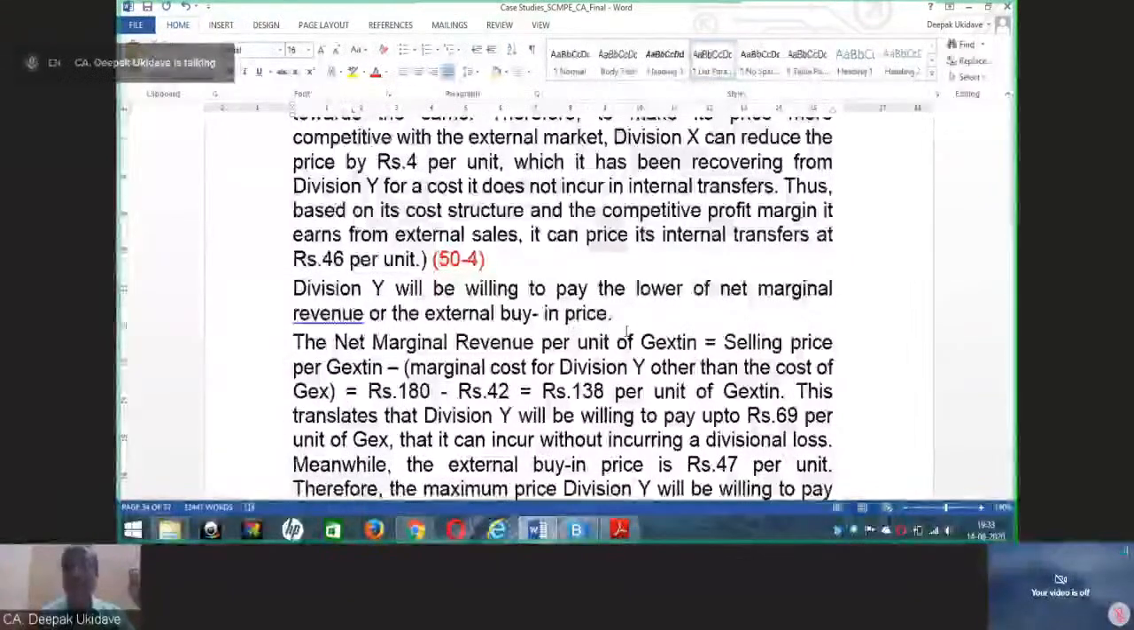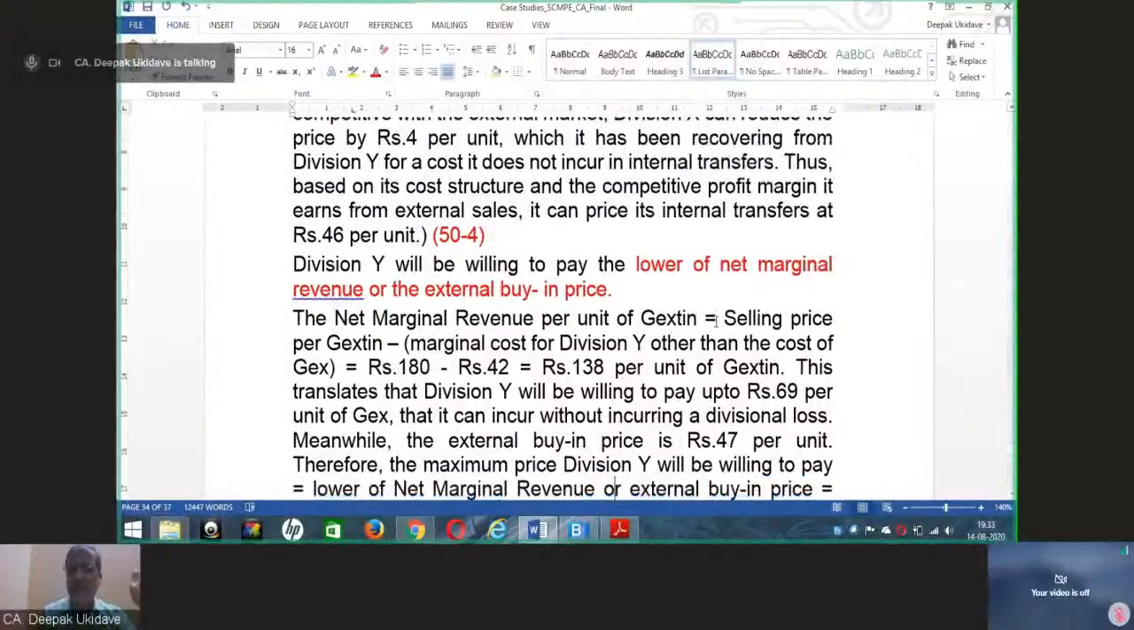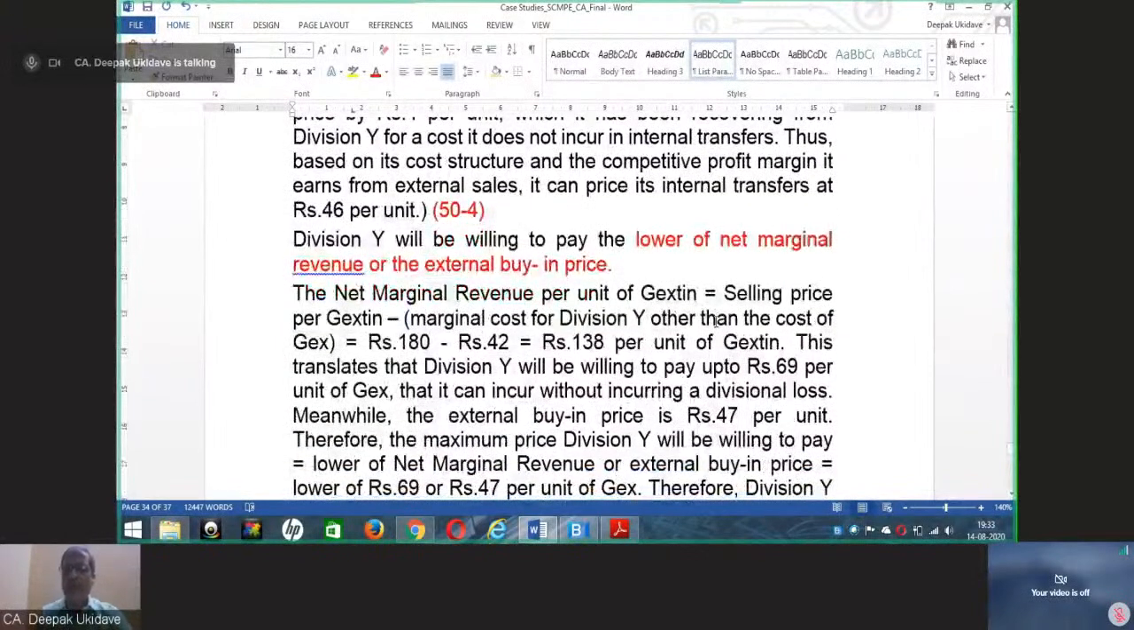From the buying division's point of view, the maximum transfer price could be the lower of net marginal revenue or external buying price. That is, lower of. This also I am highlighting in the formula. We have seen that from the buying division's point of view, it is the lower of net marginal revenue or external buying price. The external buying price is how much? 47 rupees. Division Y can procure from the market at 47.